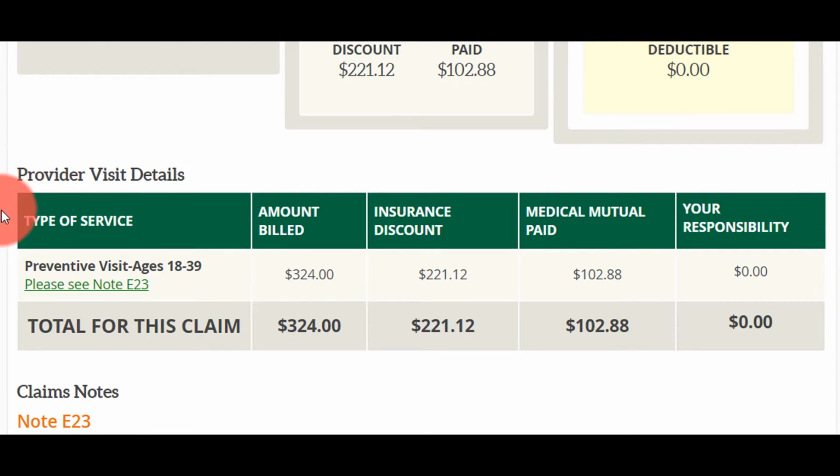As you can see down here, which is kind of a normal view for an EOB, the amount billed, the insurance discount, what the insurance company paid, and then what my responsibility should be. So basically, when I get a bill in the mail from the hospital, it should also be $0. So let's go to the next example.